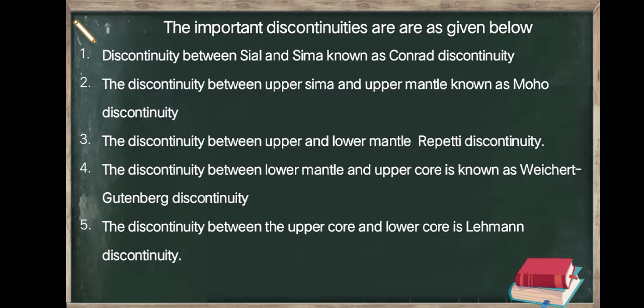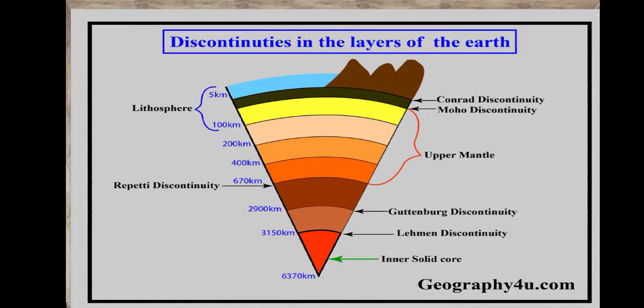The discontinuity between Sial and Sima, or continental and oceanic crust, is known as the Conrad discontinuity. The discontinuity between upper Sima and upper mantle is known as the Mohorovicic discontinuity. The discontinuity between upper and lower mantle is known as the Repetti discontinuity. The discontinuity between lower mantle and upper core is known as the Wiechert discontinuity, or better said, the Wiechert-Gutenberg discontinuity. The discontinuity between upper core and lower core is the Lehmann discontinuity. Here you can see the diagram of the discontinuities.